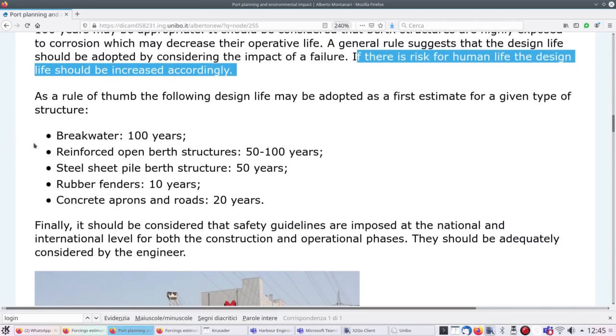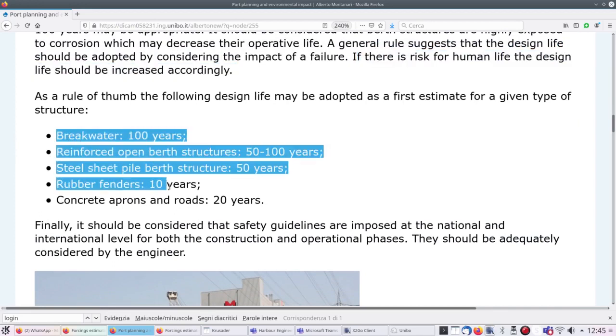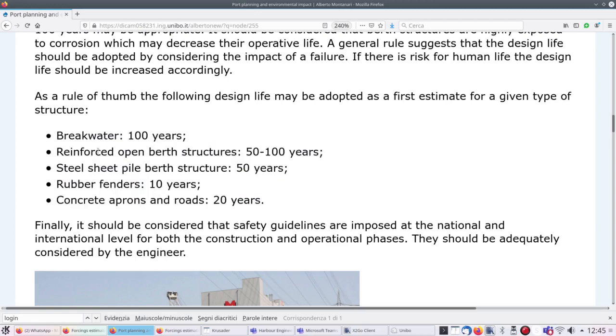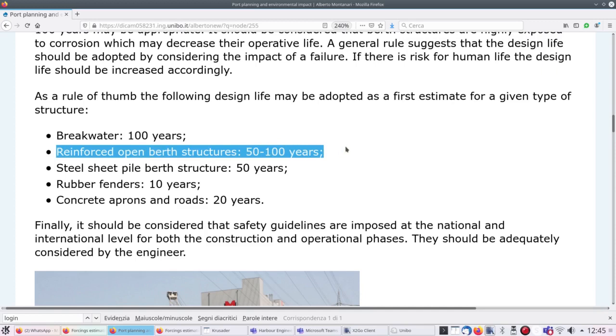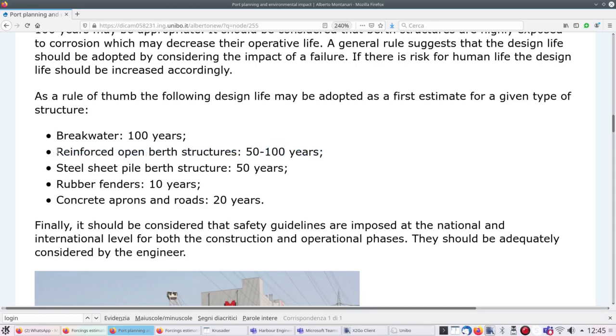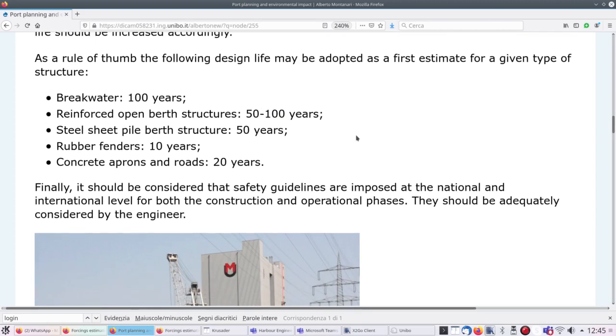Some rules of thumb for structures. So, for a breakwater it is 100 years, and the reason is that usually breakwaters are flood protections, and this is why you increase it. And if you have reinforced open berth structures, again, 150, 100 years, depending if there is risk for the human life or not, and it may be lower if, as I said, there are commercial activities which are particularly intensive.